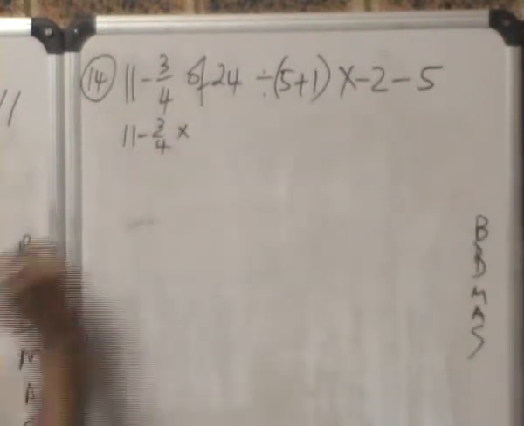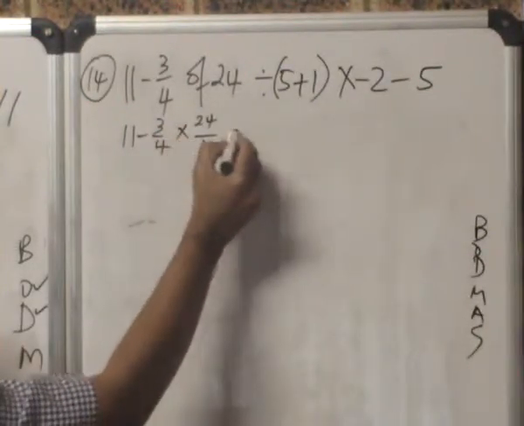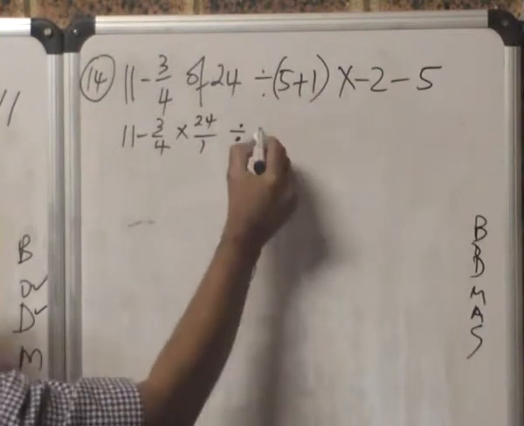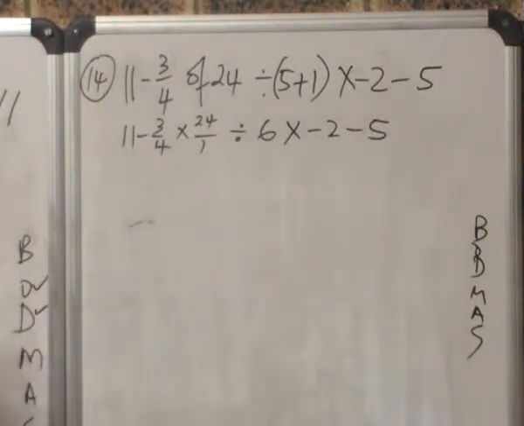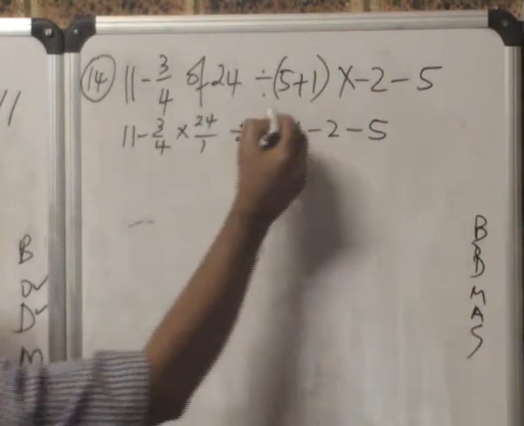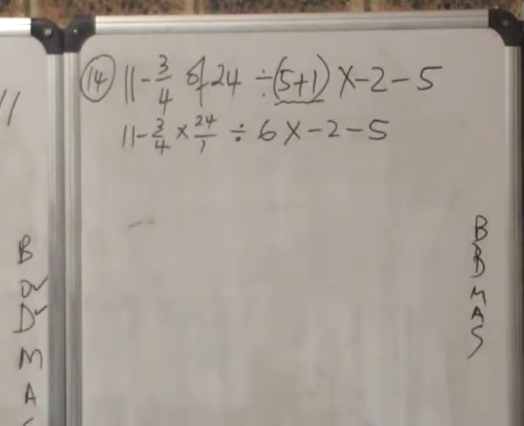Of means multiply. 24 over 1 divided by 5 plus 1 gives you 6, times minus 2, minus 5. Now, you must get a little brave. You see, you wrote your 11. Now, you know that of means multiply, so you can change it to multiply. And your 24, you rewrite it as 24 over 1, divided by 5 plus 1, 6. So what I've done is, I've only done this part here first, which is 5 plus 1, 6. But I just tried to make my life a little easier by doing this part here also.